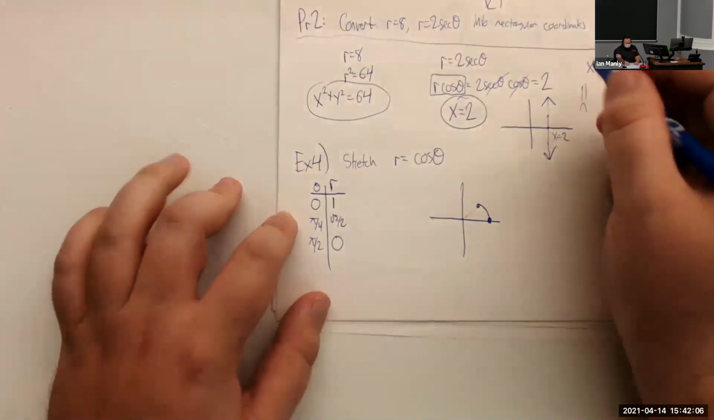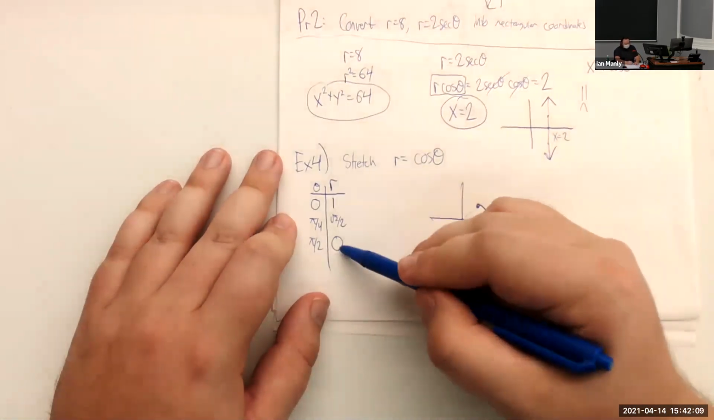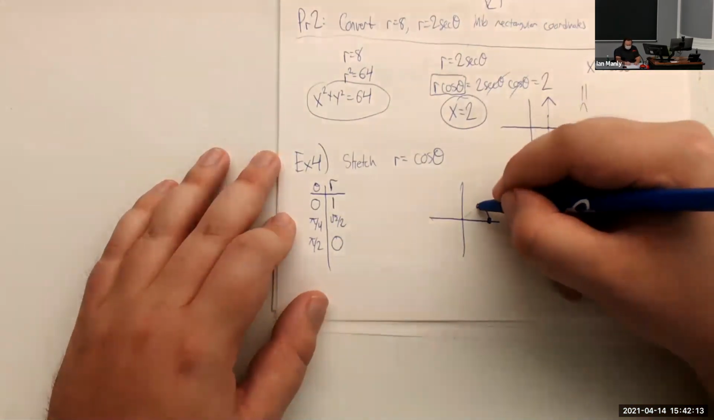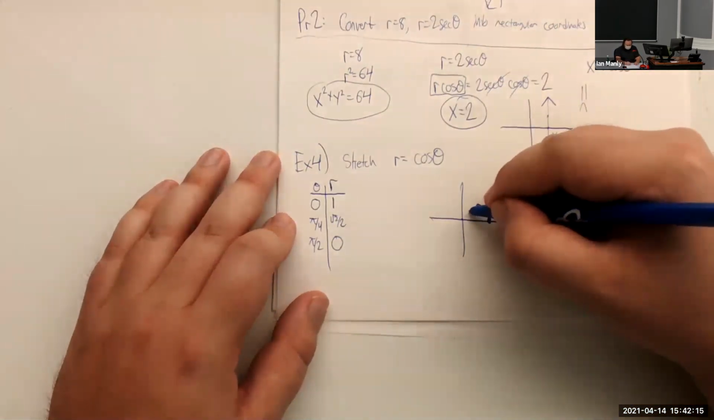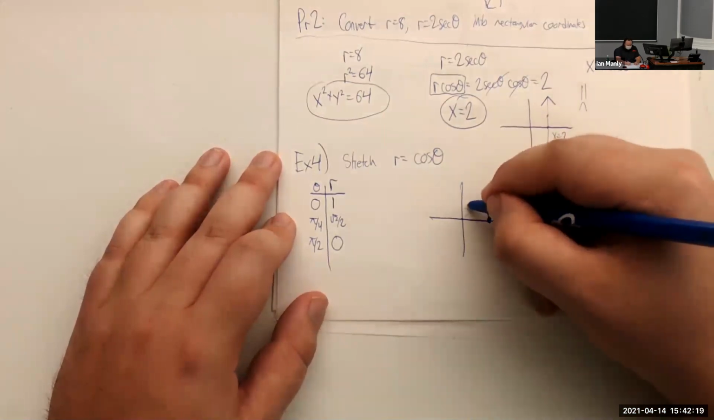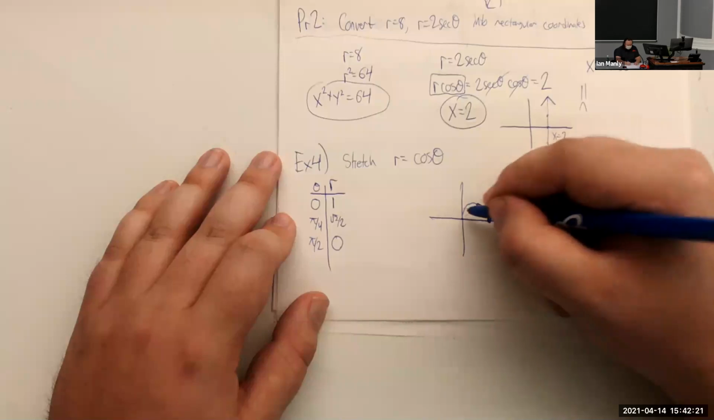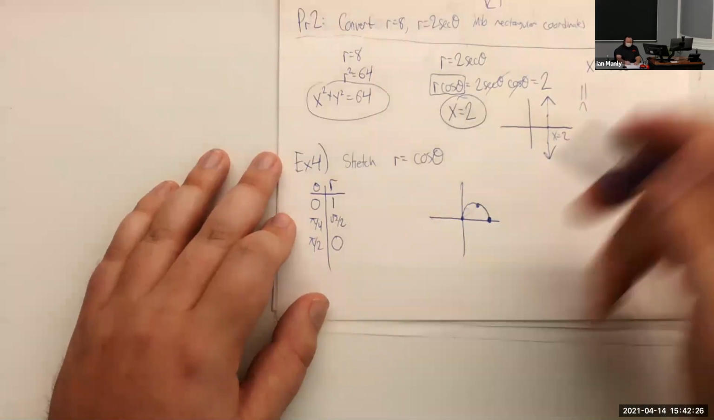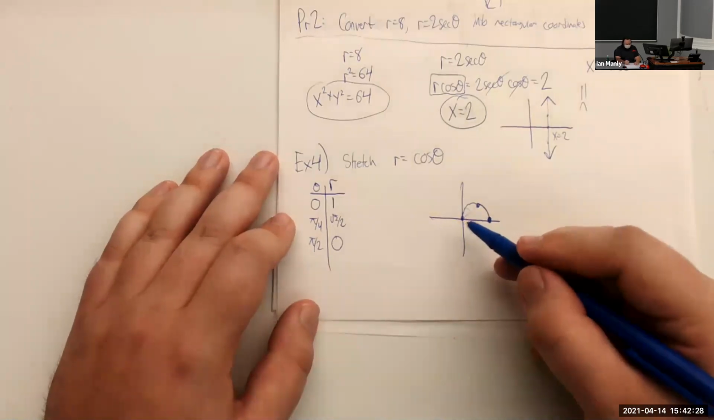Okay, so this is where things start to get interesting. Remember, r being 0, doesn't matter what the angle is, we're going to be at the origin. So as we get close to the angle pi over 2, so as we're rotating this way, as we're starting to get close to pi over 2, our point is coming closer and closer to the origin until finally we get to pi over 2, and we're at the origin. So we end up having this right here.